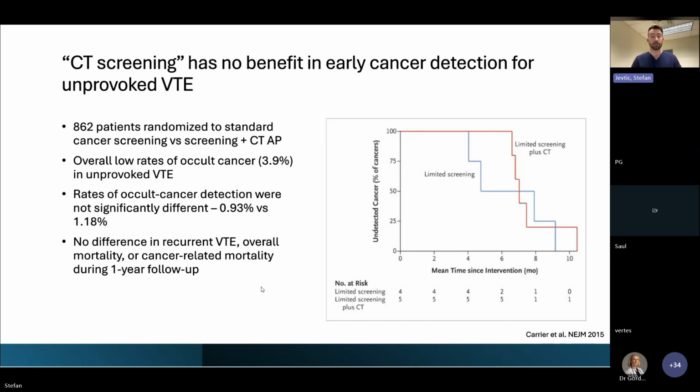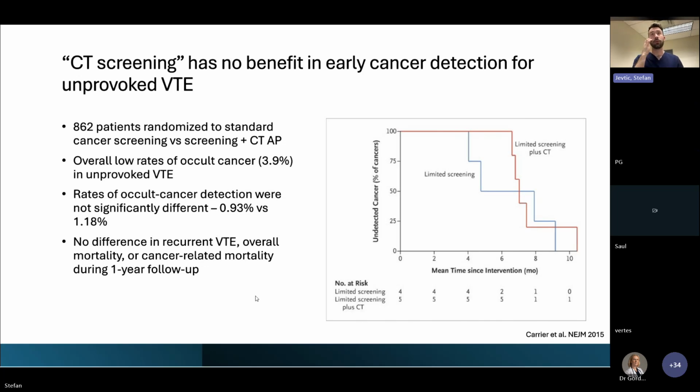actually identifying a cancer. The cancers they ended up missing that did present in the next year were 2 cases of acute leukemia, which would not have been detected by CT scan, 2 gynecological tumors, and 2 colorectal cancers. They also showed that there was no difference in recurrent VTE or mortality in that following year. So I think it's a good basis to say that in unprovoked VTE, although we may not be able to find an answer, if they're up to date on cancer screening and there's no related symptoms, there's no real indication to send for a CT abdomen pelvis.